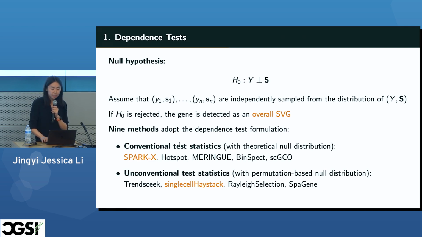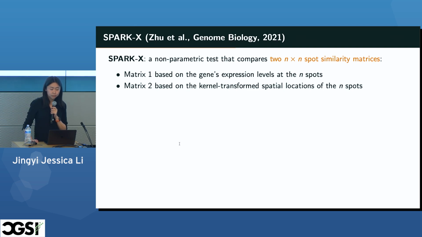So conventional test statistic, SPARK-X. If you know this field, SPARK is an earlier method, which I will also mention. And the same authors, from Dr. Shang Zhou's group at Michigan, implement this fast version called SPARK-X, but it uses a completely different formulation. SPARK is regression-based. SPARK-X is a dependence test.